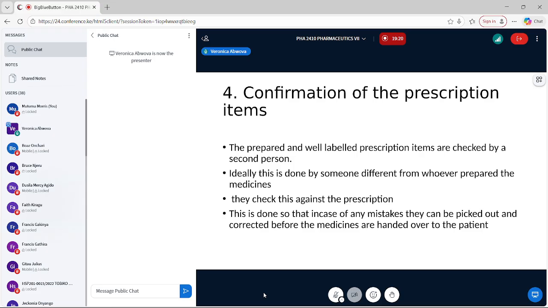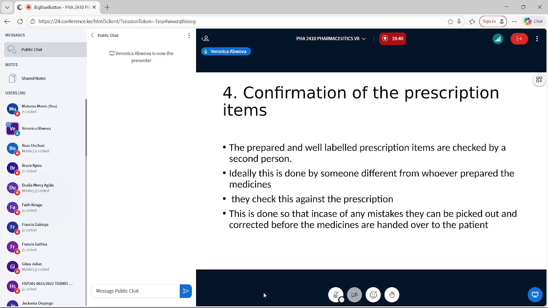Remember, we have received the prescription, we have checked it clinically and legally to ensure that it is as required per law. Then we have collected the items, we have labeled them. Now they are ready for dispensing.